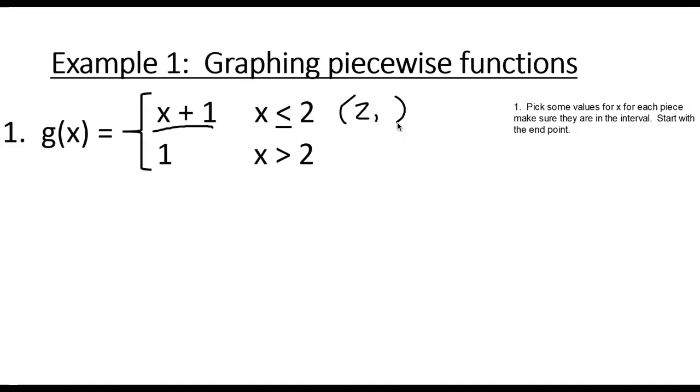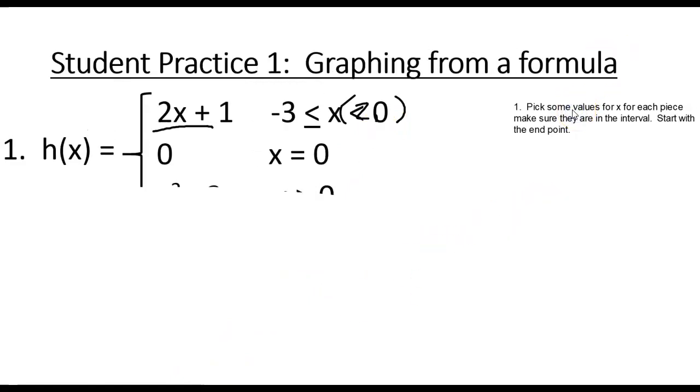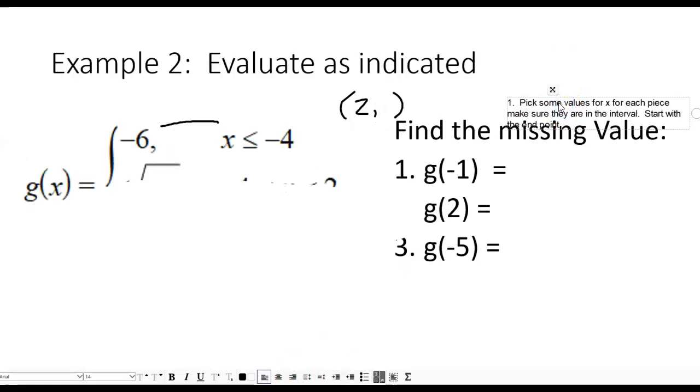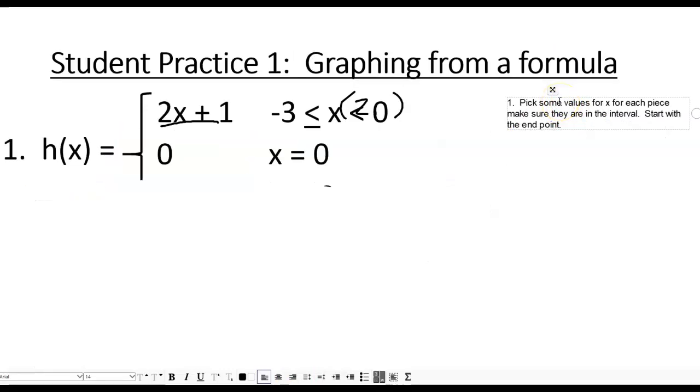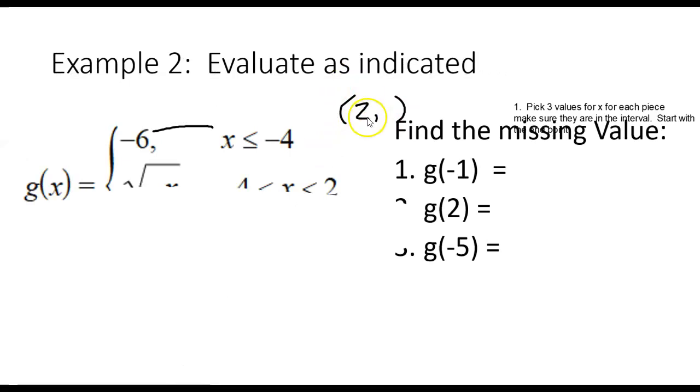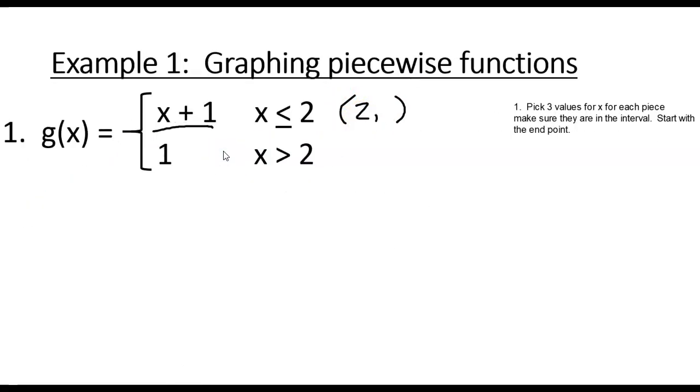But we need at least 2 more points, and I probably should have put that in my directions here. So let me modify my directions. Pick 3 values for x, because we want to do at least 3 values, I would say. Okay? So we want to pick 3 values for x.